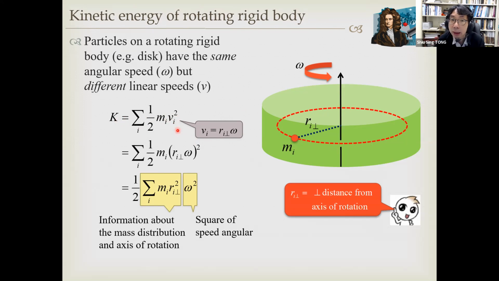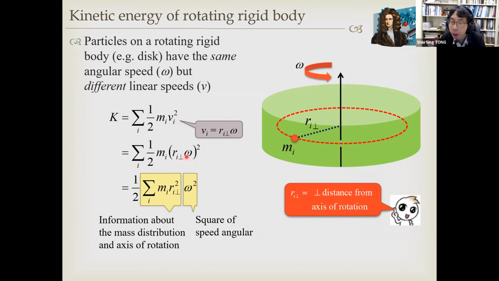But as we say, the linear speed can always be represented as the angular velocity multiplied by what? This distance, r_perp, right? This is the expression for circular motion. The linear speed and the angular speed are related this way. So instead of writing v_i here, we write r_perp omega. So the square of it becomes (r_perp omega) squared.